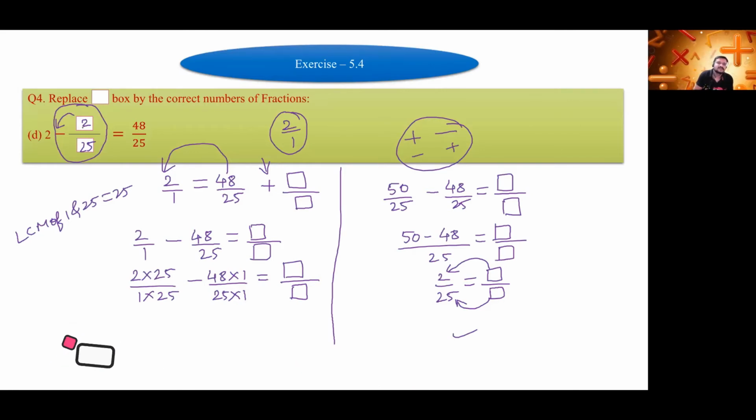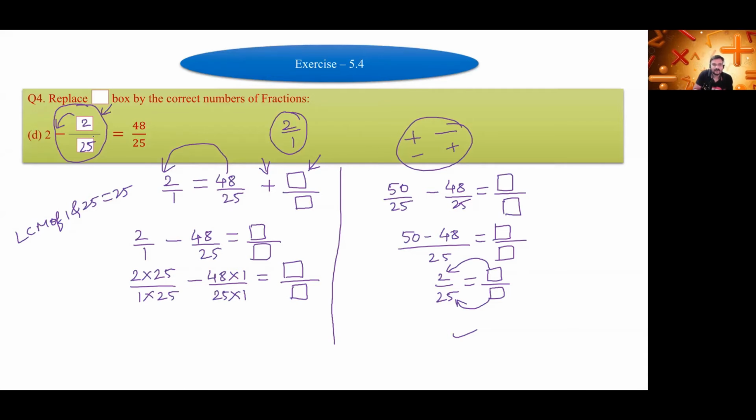Okay. See, we have to find the value of these boxes here. So what we do, we shift the boxes to the other side because it has a negative sign with it. So we shift the boxes to the other side. You can check it here. I have written it like this, 2 by 1, 48 upon 25 is as it is, the RHS part.